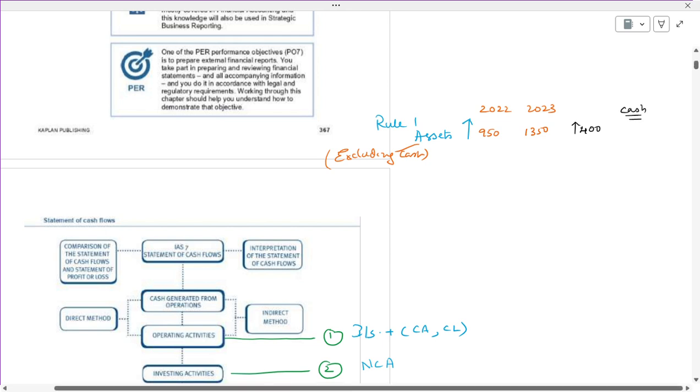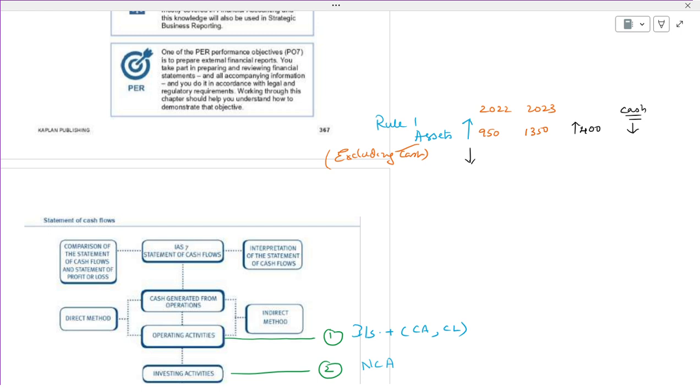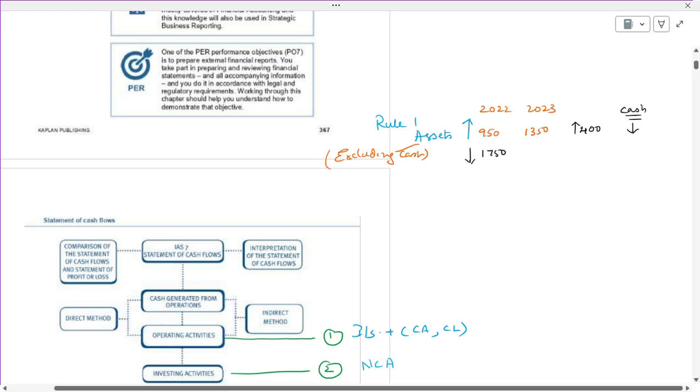Decreasing. When an asset increases, for example you purchase a car, the car increases but cash will decrease. When an asset decreases, say the asset is 1750 and you sell part of it, the asset decreases by 150. What will happen? Cash will increase.